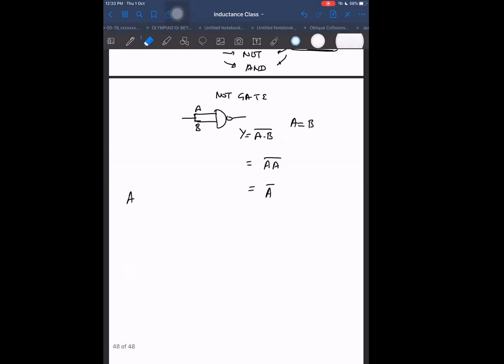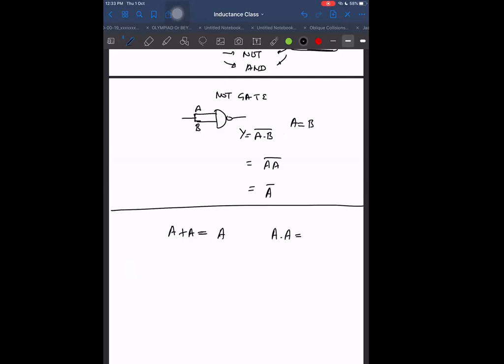I wanted to add how these operations work. Let me tell. A plus A is not equal to 2A. A plus A is equal to A. Similarly, A into A is not equal to A square. It is equal to A. Why? Because we can check: 0 plus 0 is 0, 1 plus 1 is 1. If it is valid for 0 and 1, then since only these two values exist in this mathematics, it is valid in general. 0 into 0 is 0, 1 into 1 is 1. Therefore, A into A is not A square. A into A will be A, and A plus A will be A.